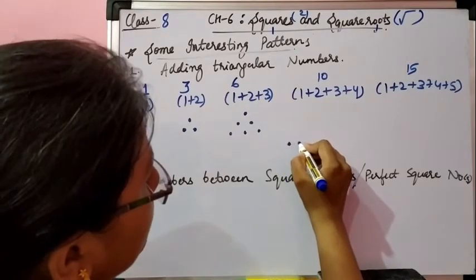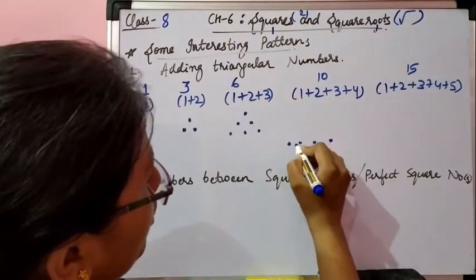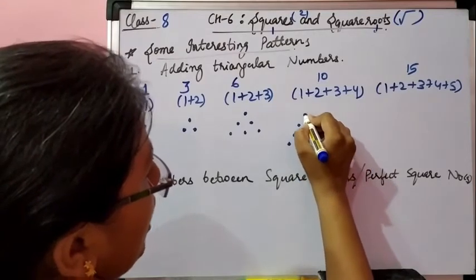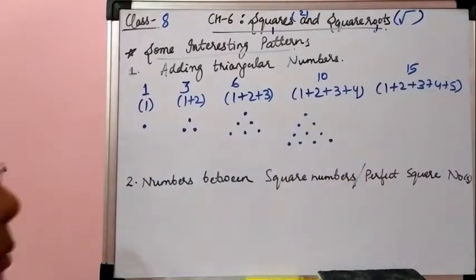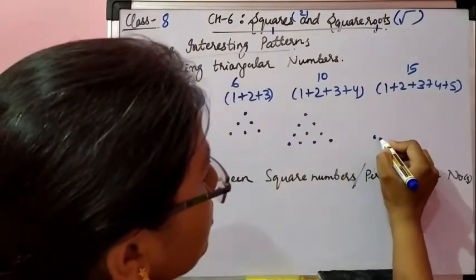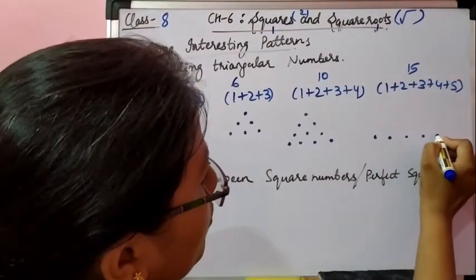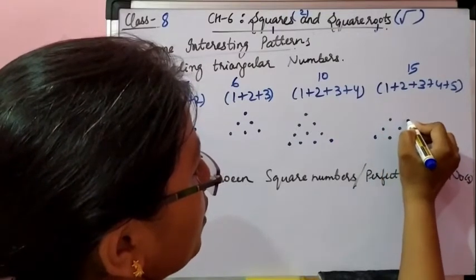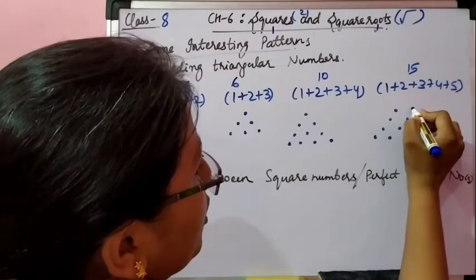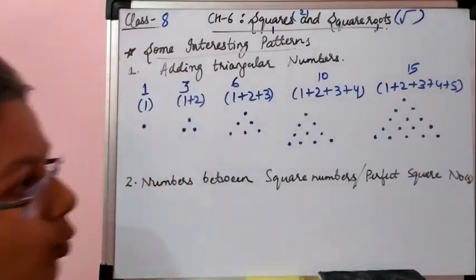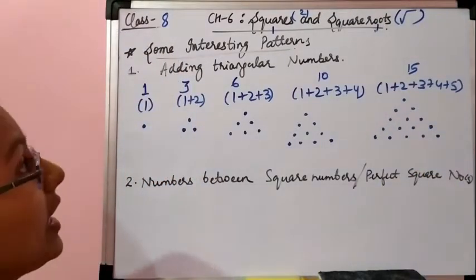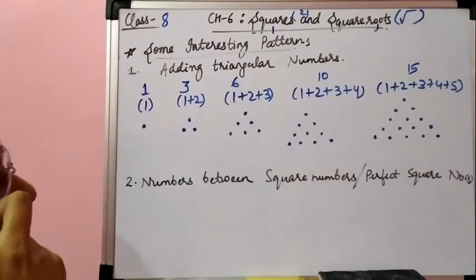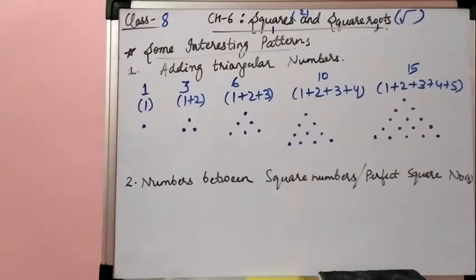Now next, 4 plus 3 plus 2 and plus 1. This is also forming a triangle. For next, 5 plus 4 plus 3 plus 2 and plus 1. This is also forming a triangle. Thus it is called triangular numbers. So I hope you all have understood what triangular numbers are.